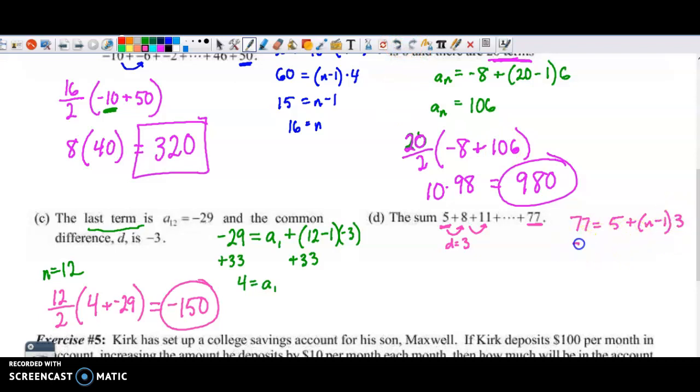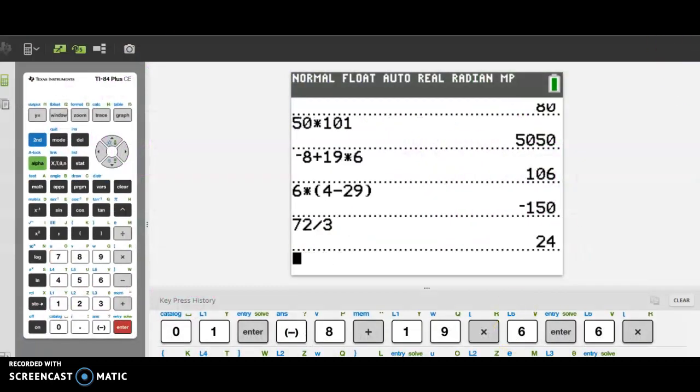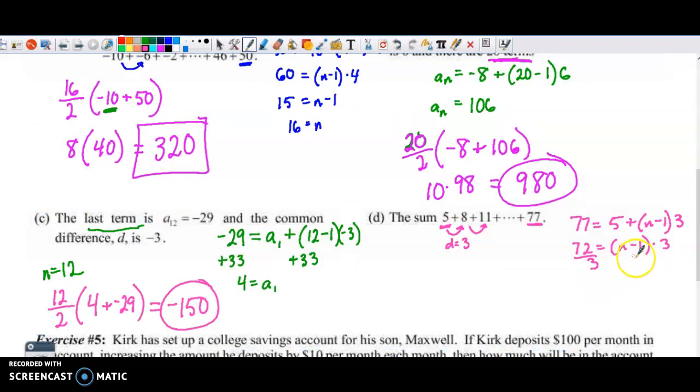So subtract 5 over, we're looking at 72 equals n minus 1 times 3. I would divide the 3 over next. So 72 divided by 3 gives me 24. If I add 1 to 24, I'm going to get n is 25. So we have 25 divided by 2, and then 5 plus 77, the first term plus the last term. And when you use a calculator, you'll get 1025.